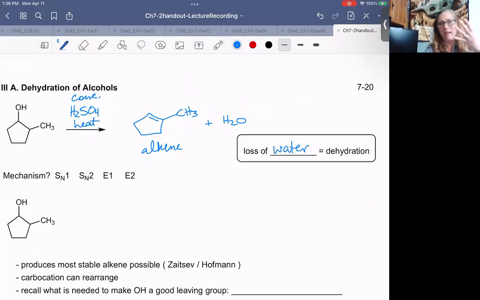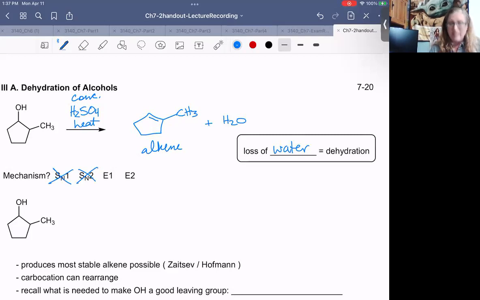We've learned 4 mechanisms up to this point in chapter 7: SN1, SN2, E1, and E2. Well, first of all, notice we're forming an alkene. So that means an elimination has taken place rather than a substitution. We didn't just replace the OH with something else. We lost the OH and an adjacent proton. So this is not a substitution reaction. It's going to be either E1 or E2.